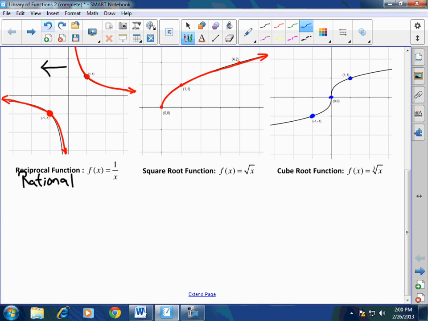Now, the cube root is different than the cubic. The cubic is kind of a squiggly S going up. This is kind of a squiggly S going sideways.